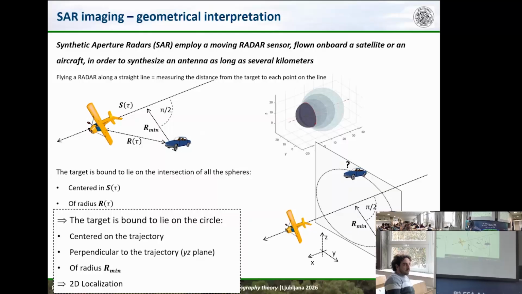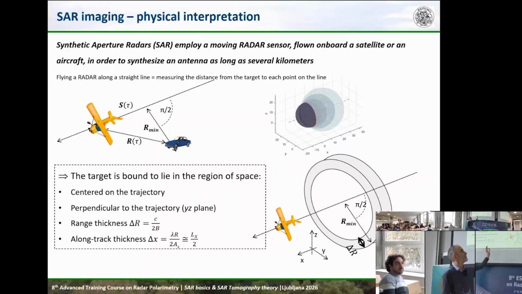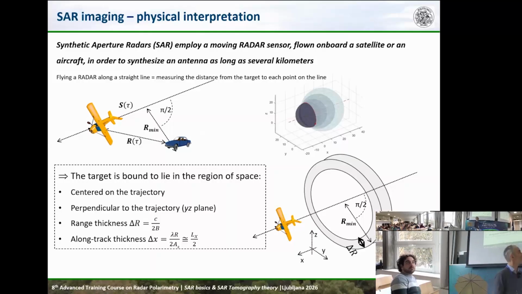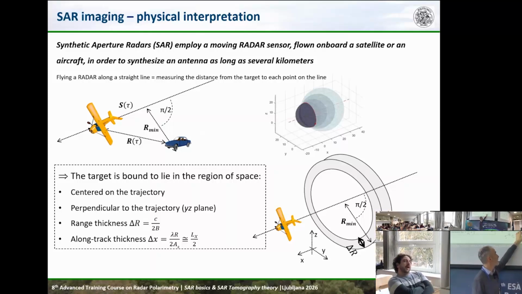Now let's pass from geometry to physics. This is a physical interpretation. The target is resolved within a region of space that is no longer an ideal circle. Now it's something more like a bicycle tire, you see. The size of this bicycle tire is the range resolution in this direction and the along track resolution, delta x, in the other direction. So imagine that you have a sort of tire like this.